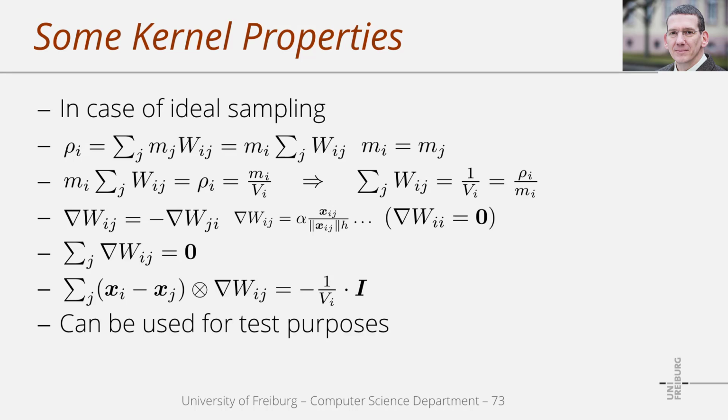All these stated properties can be used for different purposes. For instance, they can be used to analyze the particle distribution and also to correct SPH approximations in case of particle disorder. Or they can be used for test purposes in SPH implementations.